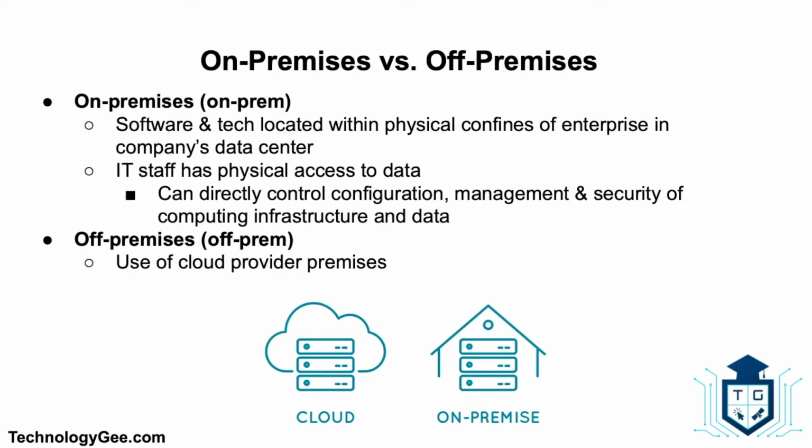Next is on-premises versus off-premises. On-premises is the software and technology that is located within the physical confines of an enterprise, often in the company's data center, as opposed to running remotely on hosted servers or in the cloud. By installing and running software and hardware located within the premises of the company, IT staff have physical access to the data and can directly control the configuration, management, and security of the computing infrastructure and data. And off-premises is simply nothing but using a cloud provider and not your own.